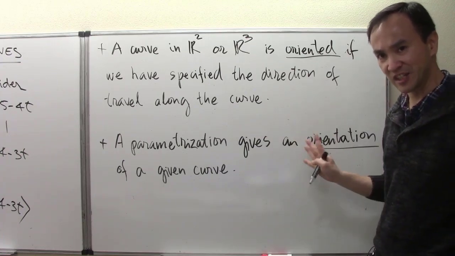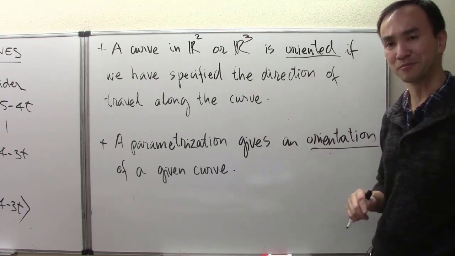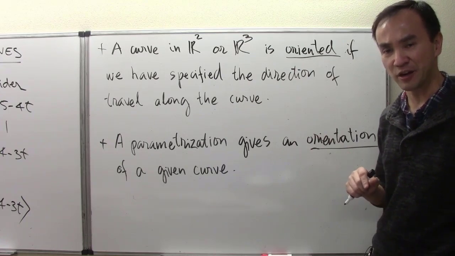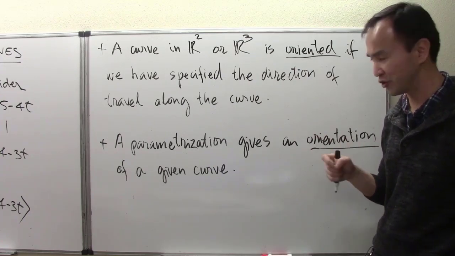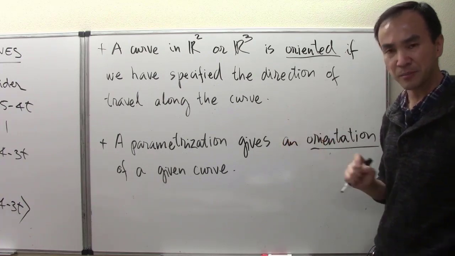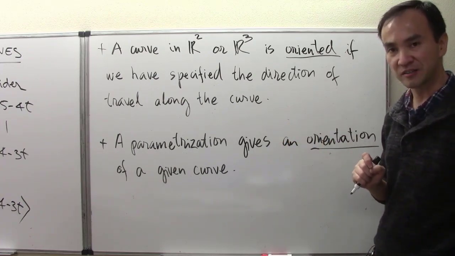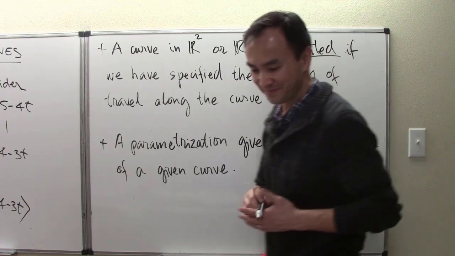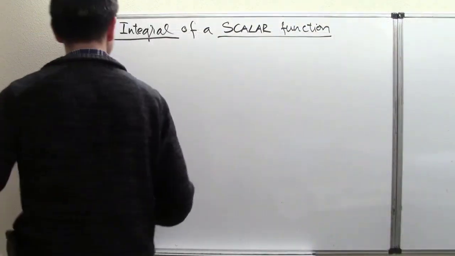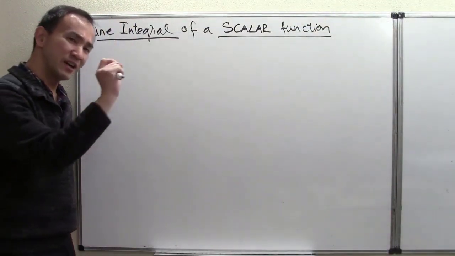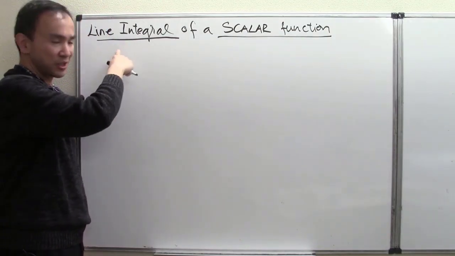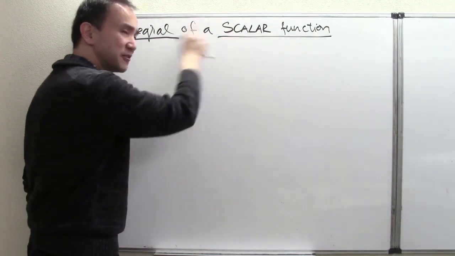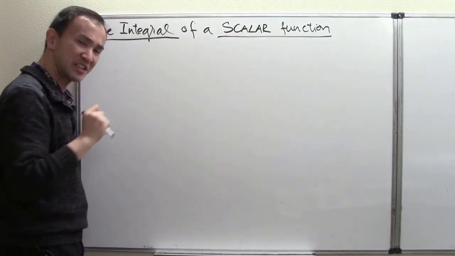We need this understanding before we move on and take that into line integrals, because the big idea of line integrals is based on the orientation of a parameterized space curve. All right, and so now at this point we are ready to learn about what a line integral of a scalar function is. So let's dive into that.